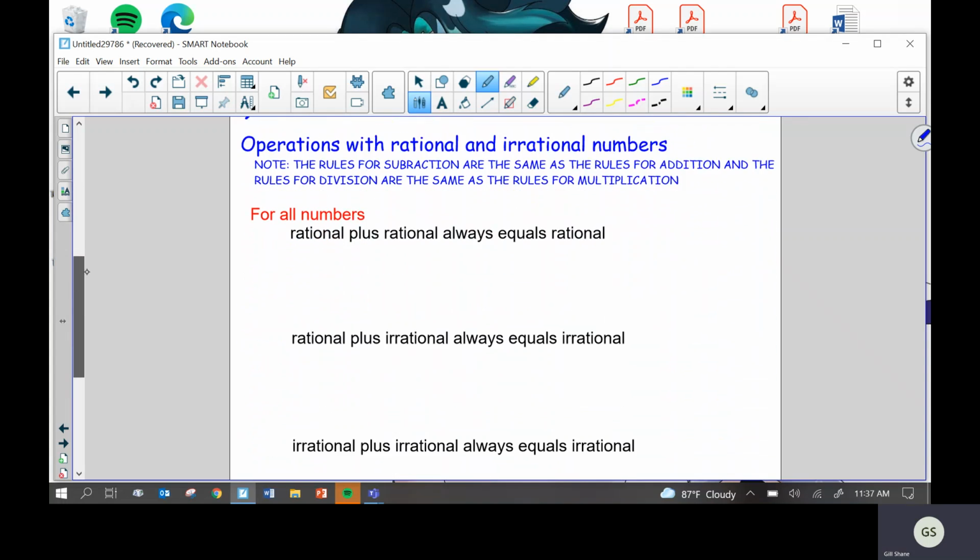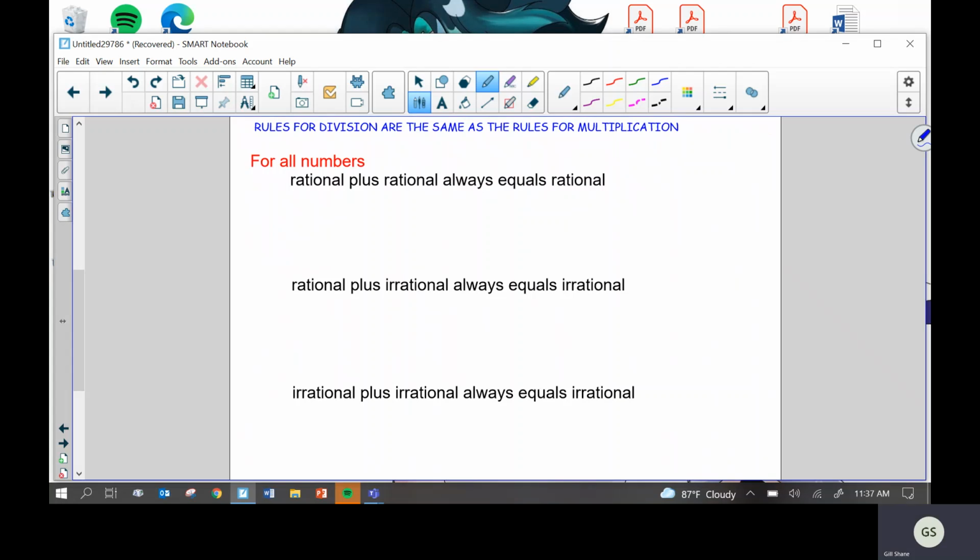So here's what you need to copy down. Hopefully that helps you understand a little bit. For all numbers, so write that down. If you have a rational number, I'm going to use emojis. That is a rational symbol. Could be any number that's a rational number. But again, just think rational. Mr. Gill is rational, that's his emoji.